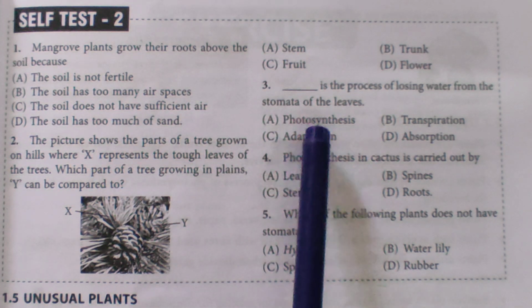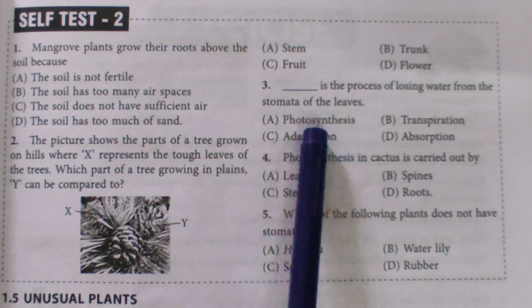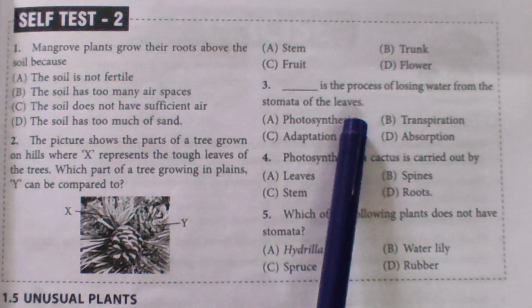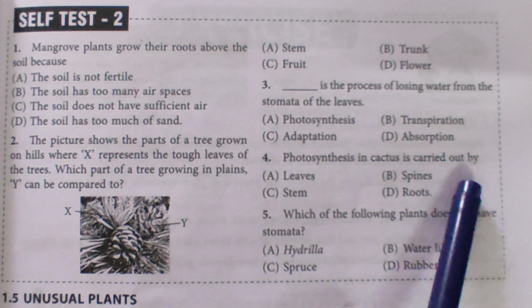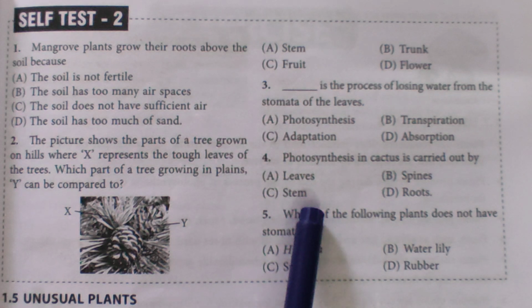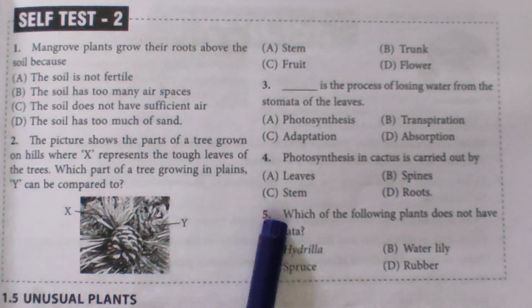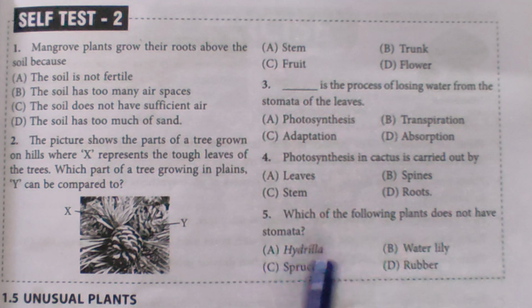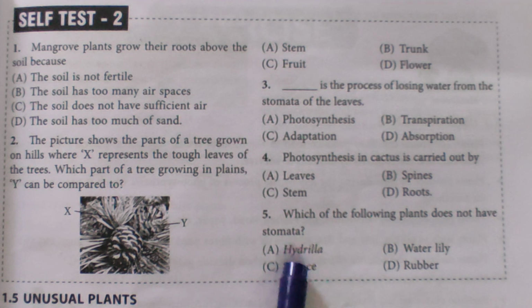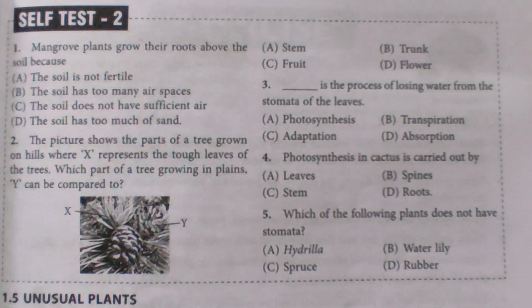Third, blank is the process of losing water from the stomata of the leaves. I know you all know the answer. That is transpiration. Now, photosynthesis in cactus is carried out by stems because we just learned that they don't have leaves. The stem became very thick and they have thorns. Now, which of the following plants does not have stomata? It's hydrilla. Just now we learned that they are underwater plants, submerged plants, and they don't have any stomata.